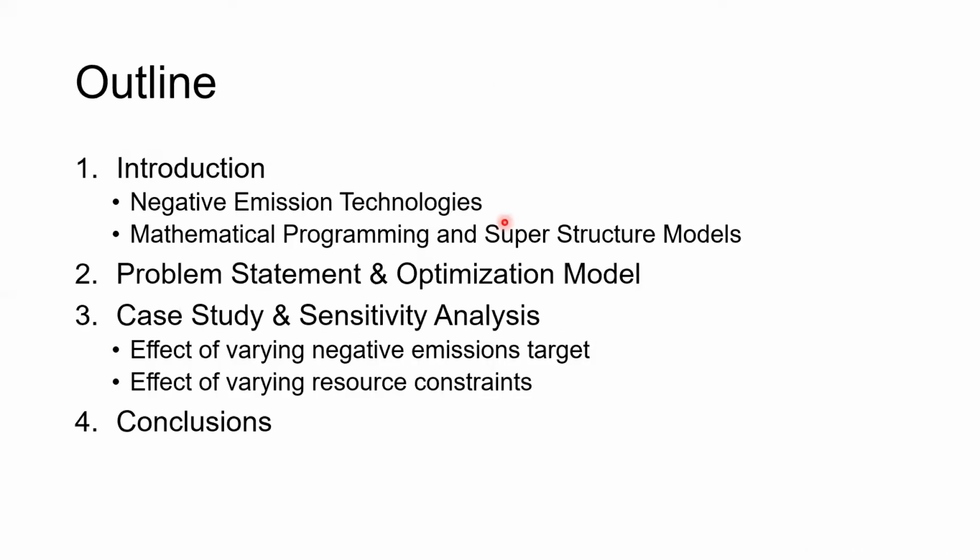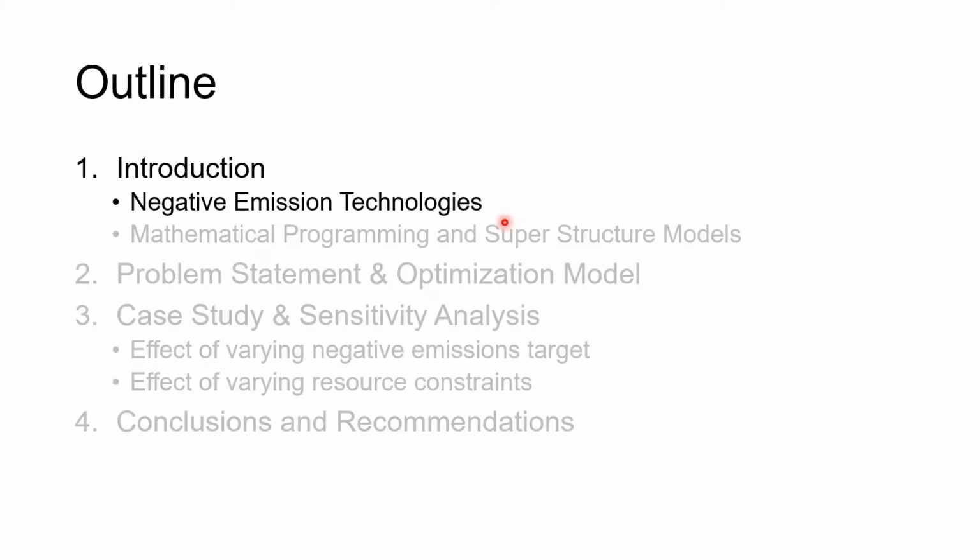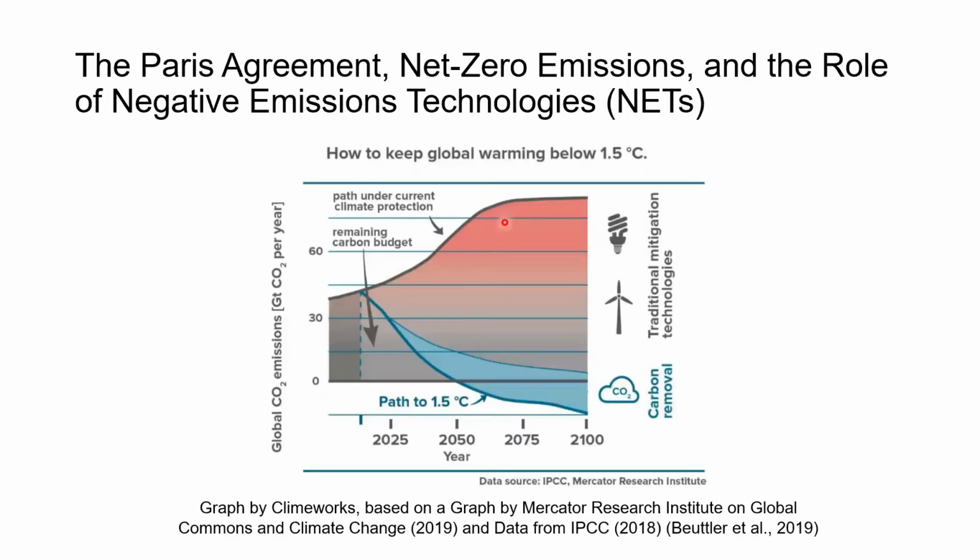The presentation is organized into four parts, and we will begin with a discussion on negative emission technologies. The entire world is now focused on climate change mitigation to reach the Paris Agreement targets. This graph shows the road to achieve the 1.5 degrees target by the year 2100, and the pathways examined by IPCC show that we need to reach net zero carbon dioxide emissions by mid-century in order to reach this target.